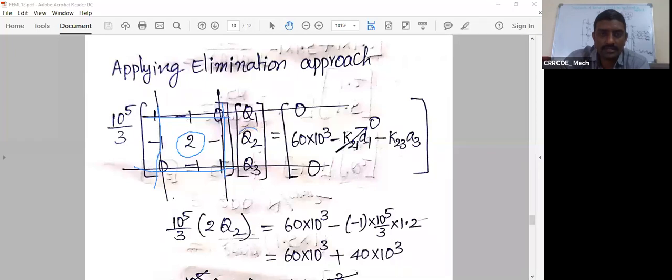Okay, so for nodal displacement Q2, the modification in the load vector is 60 minus K21 A1 minus K23 A3. The first term will be 0 because the specified displacement A1 is equal to 0. But here A3 is not equal to 0. A3 is 1.2 mm, so there is the K23 value.